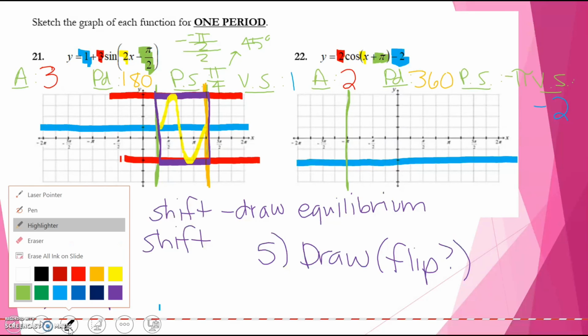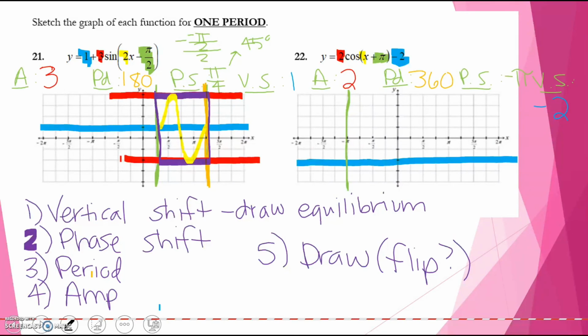Then I do the period. The period for this one is 360. So from negative pi, it needs to go over 360. 360 is the same thing as 2 pi, so it would go all the way until regular pi, because that's 2 pi's from the negative pi. The next is the amplitude. The amplitude is 2. So from the equilibrium, from the blue line, it's up 2 and down 2.